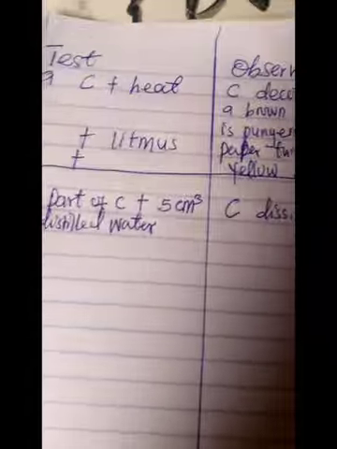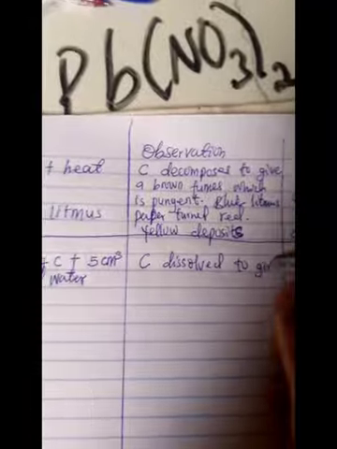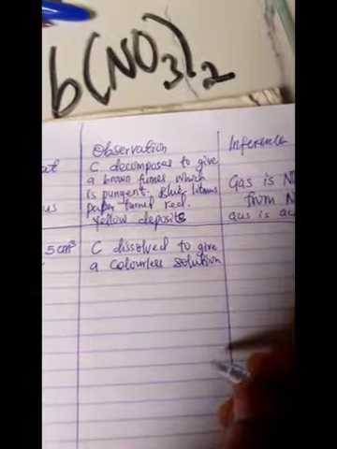So the observation will be that C dissolved to give a colorless solution. C dissolved to give a colorless solution. That should be the observation.